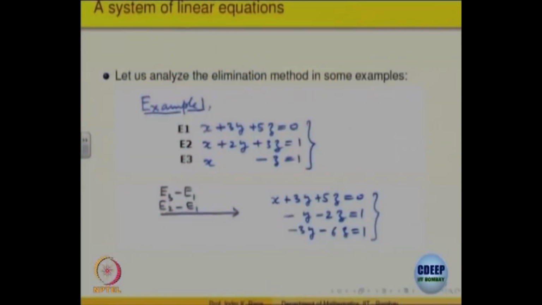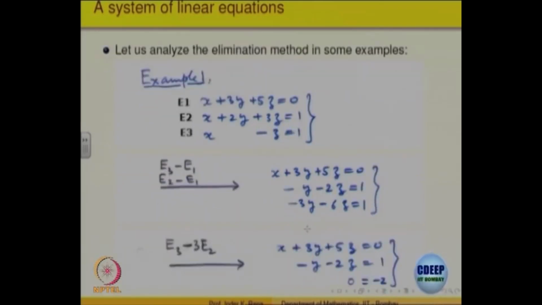So, we have eliminated the variable x and we have gotten x plus 3y, right. So, this system, and now from these two equations I can try to eliminate again one of the variables. So, let us do that. E3 minus 3 E2, so that operation is done. So, I get a system of equations which is equivalent to the earlier one, because I have just taken linear combinations, nothing else, right. So, the solution of the last system should be the same as the solution of the original system.